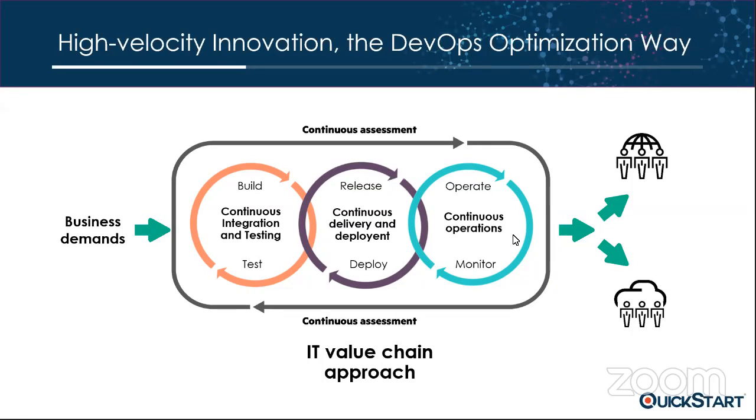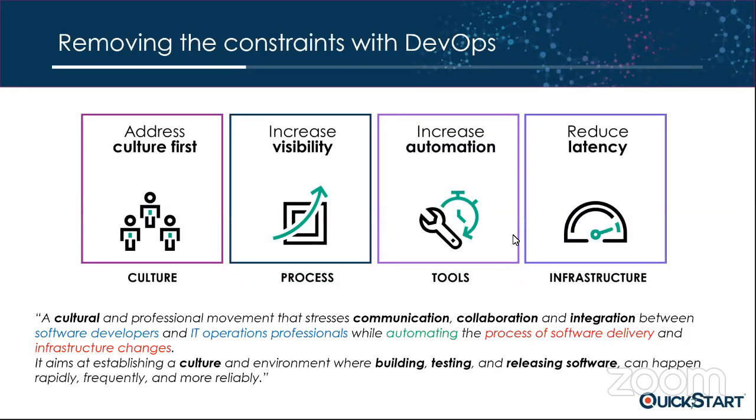So remember that the IT value chain is exactly this. A partial view of this chain will make us fail. So these three elements are really very, very important for our development. And removing constraints with DevOps means considering all these elements. And take a look at this approach, right?